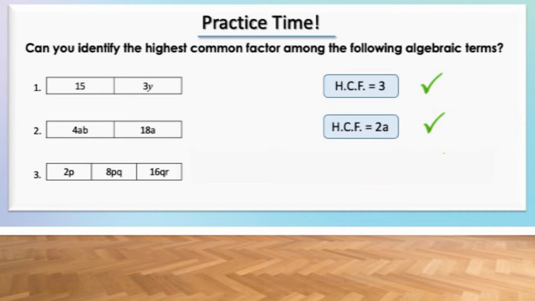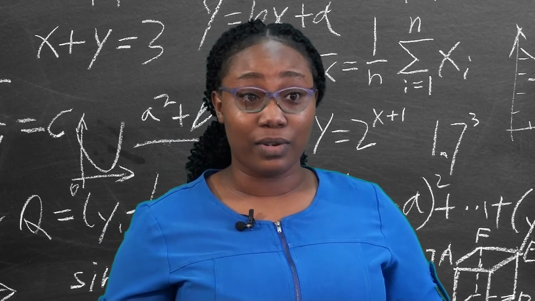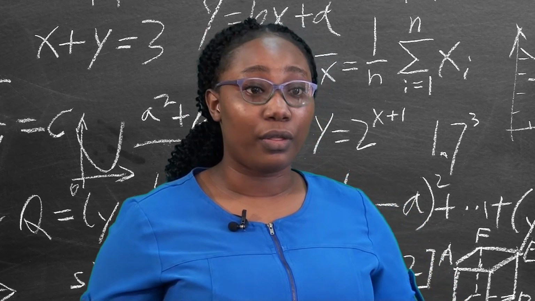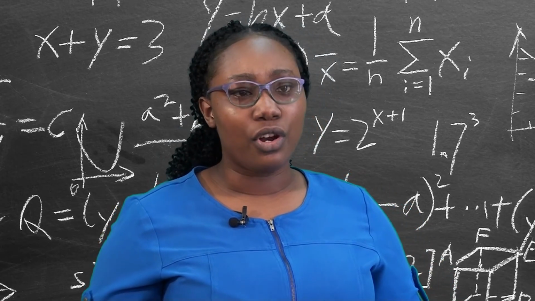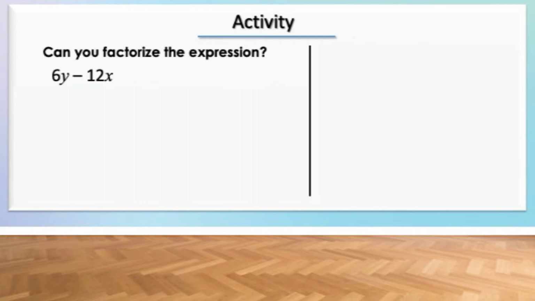We have 2p, 8pq, and 16qr. If you said 2, you are absolutely correct. Great job so far, students. Here is another task. Now, can you factorize the expression below? I know you can do it.